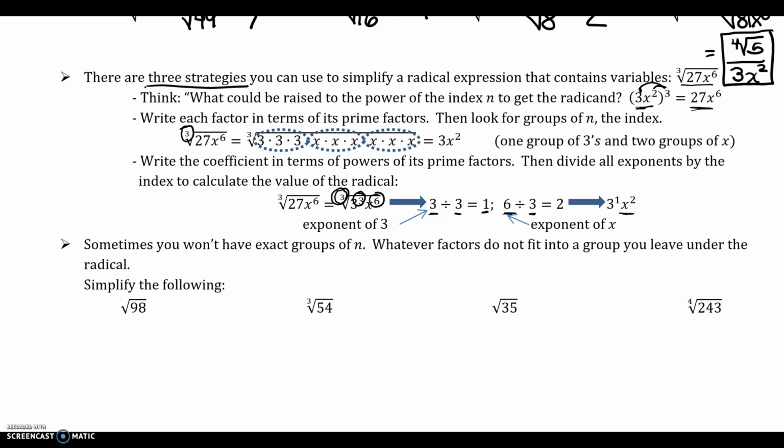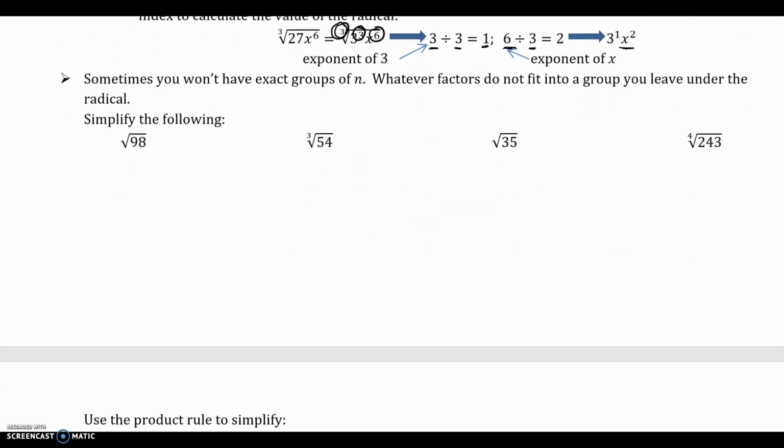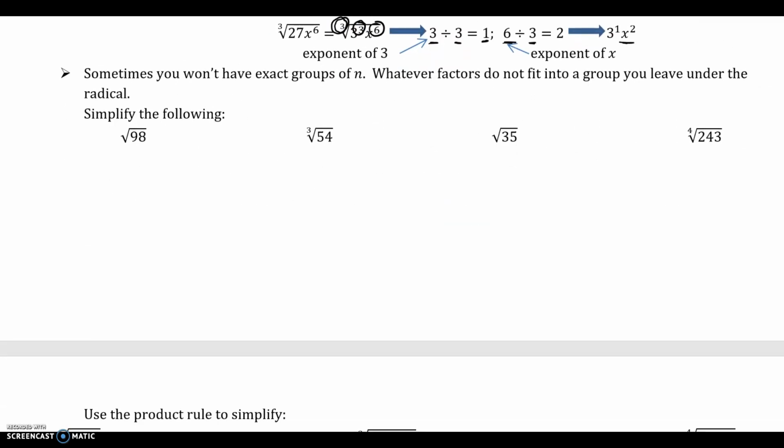so we can use those strategies, but I'm also going to walk through another strategy. So I also like to take a look at simplifying by finding out, for instance, a square root. What is the largest perfect square that is a factor of 98? Or maybe what is the largest perfect cube that is a factor of 54? Or the largest perfect square that is a factor of 35? Or the largest perfect power of 4 that is a factor of 243?